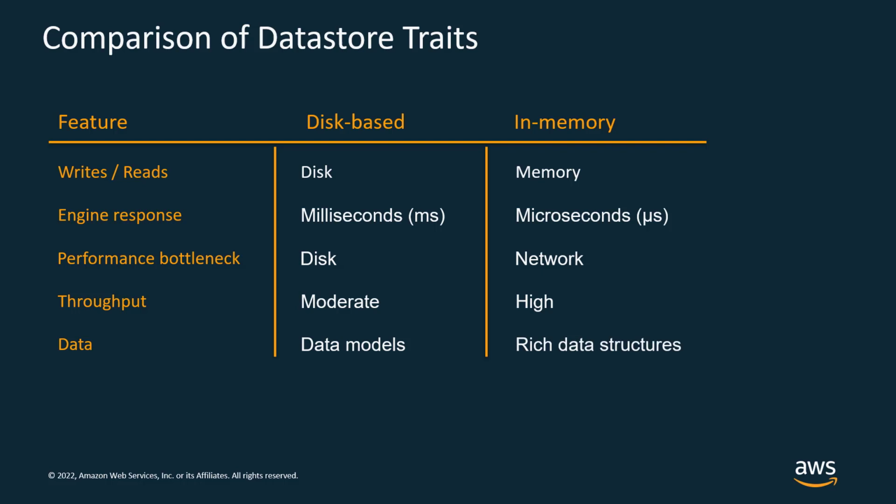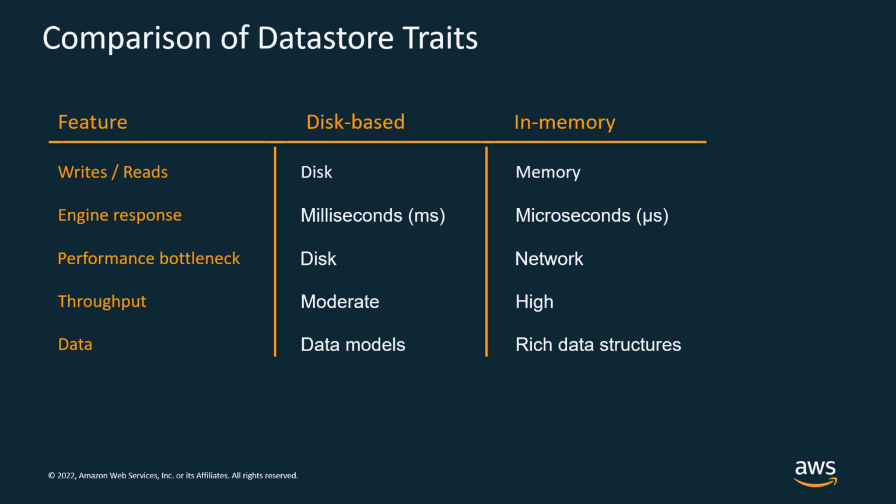Here is a quick comparison of characteristics of disk and memory-based systems. Clearly the biggest difference is that data is stored in memory versus on disk. And it means the engine does not have to wait for slow disk for read or write operations. Writes and reads are significantly slower in disk-based systems when you compare with in-memory. The latency in disk-based databases is in milliseconds, whereas the latency in in-memory databases is in microseconds.